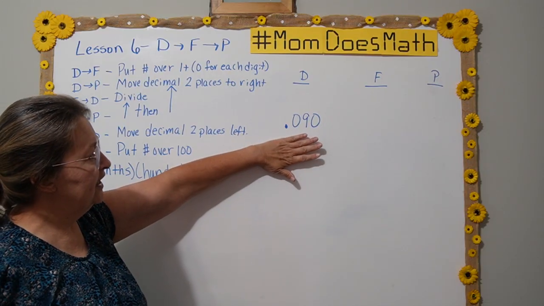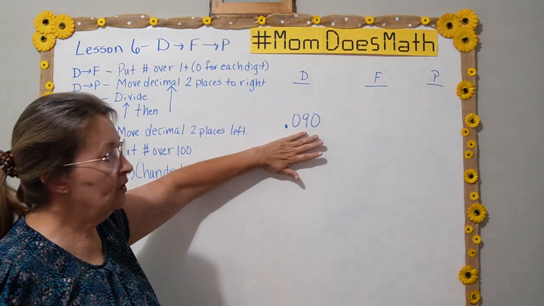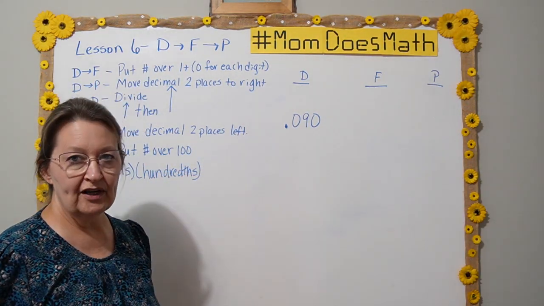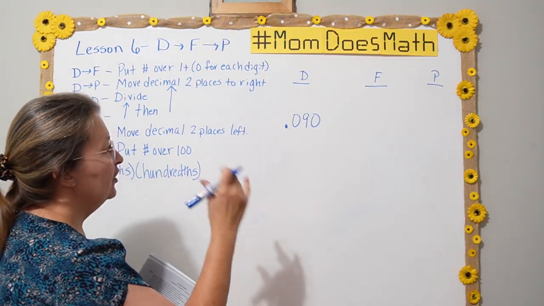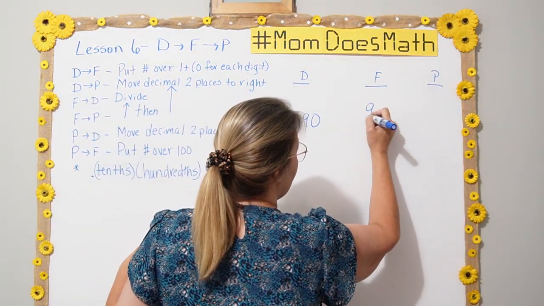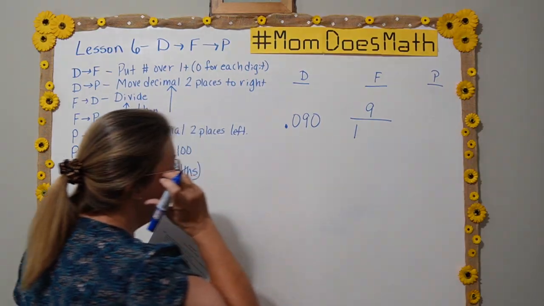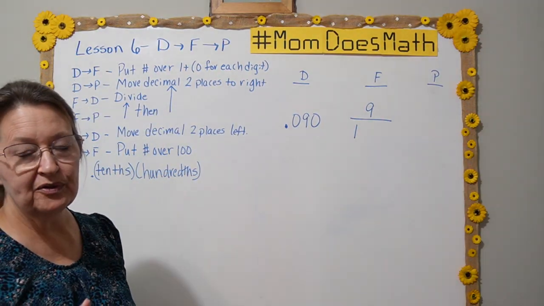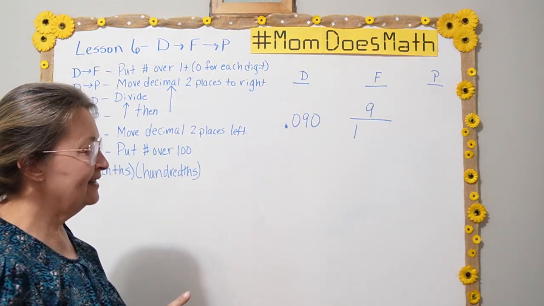Okay, here we go. We have a decimal, 0.090. First, let's change it to a fraction. So what are you going to do? Well, you're going to put the number on top. All right, and down here we've got a 1. I need as many zeros as there are numbers past the decimal.